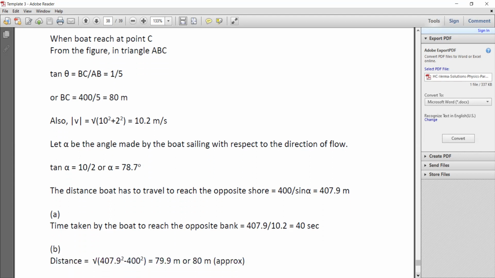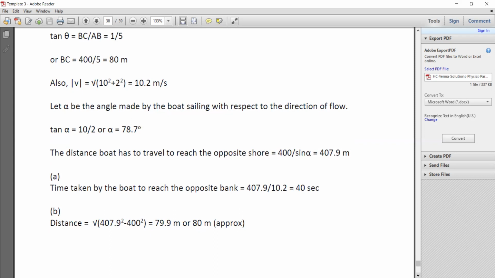Let alpha be the angle made by the boat with respect to the direction of flow. Tan alpha equals 10 by 2, or alpha equals 78.7 degrees. The distance the boat has to travel to reach the opposite shore equals 400 upon sine alpha equals 407.9 meters. A. Time taken by the boat to reach the opposite bank equals 407.9 upon 10.2 equals 40 seconds. B. Distance equals square root of 407.9 squared minus 400 squared, equals 79.9 meters, or 80 meters approximately.